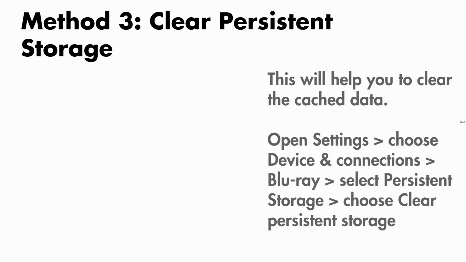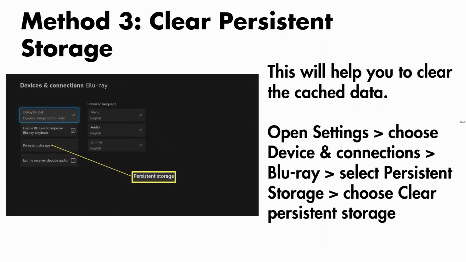Next is to clear persistent storage. So this will help you to clear the cached data. For that, open settings, choose device and connections, click on Blu-ray, select persistent storage, choose clear persistent storage.